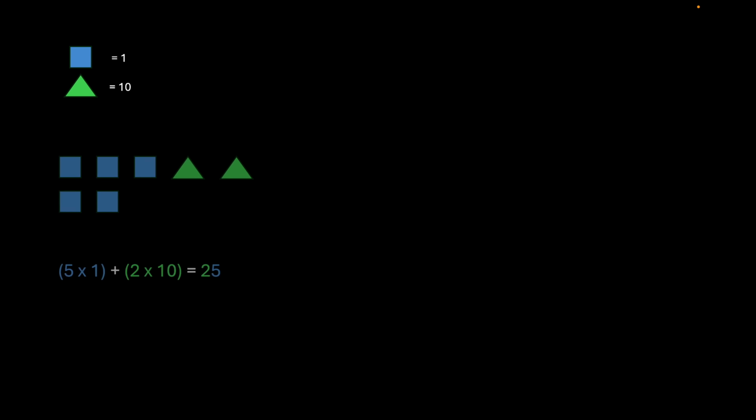Let's take a look at what some of these early number systems actually looked like and how the mathematics worked. In this example, the blue square represents 1 and the green triangle represents 10. So if we have 5 squares and 2 triangles, that represents the number 25. The key difficulty with writing large numbers in these systems is that they did not use place value. Instead of using the same symbol in different positions, they had to use entirely different symbols to represent different quantities.